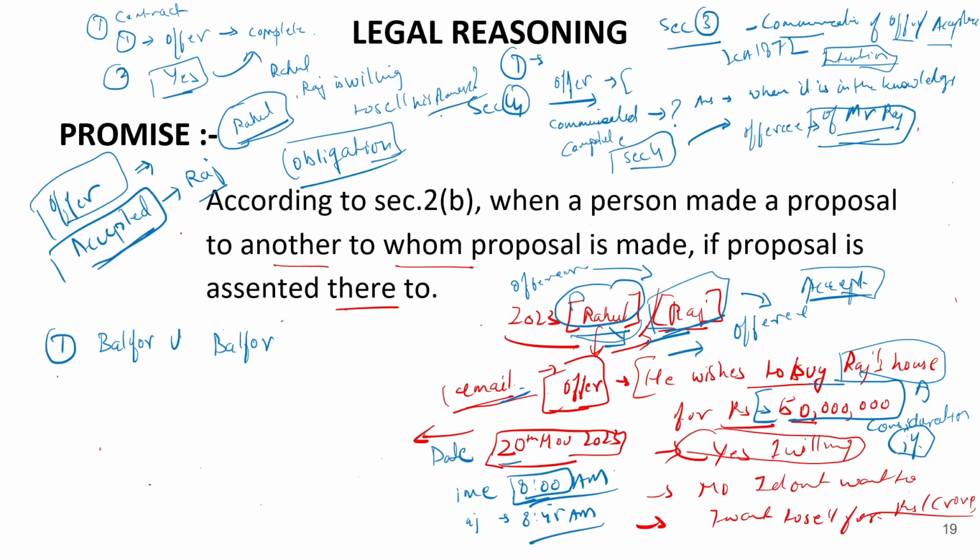Balfour versus Balfour. It is a 1919 case, and it is an English case. English case means that it was being heard by the English courts. Here, I'll just give you the facts: Balfour was the husband and the other Balfour is the wife.